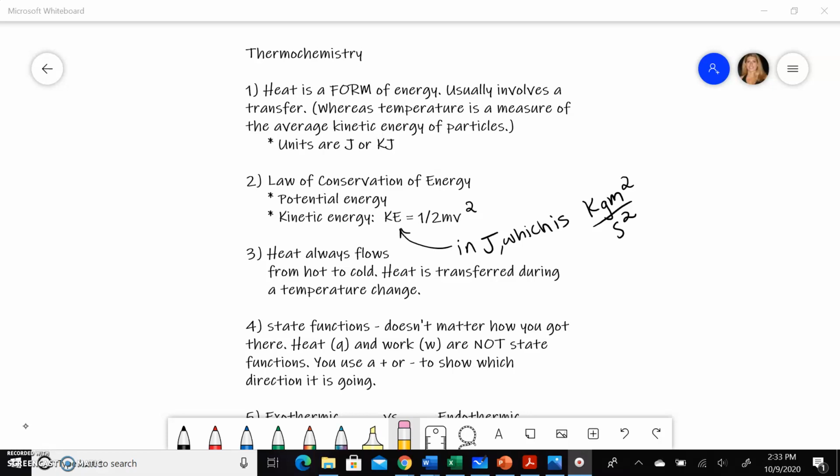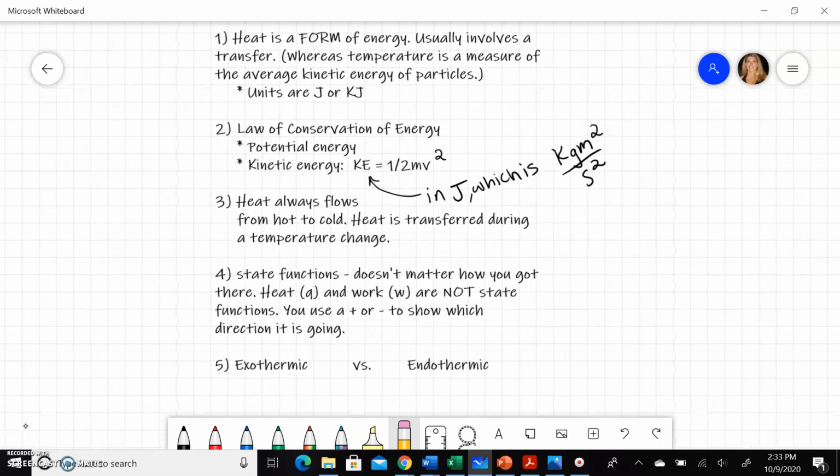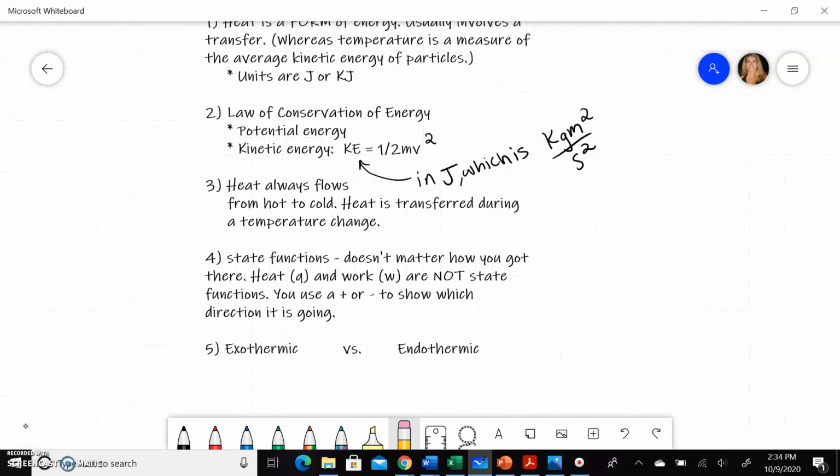The next thing is the law of conservation of energy, which is similar to the law of conservation of mass. It just says we can't create or destroy energy. All we can do is change forms. So we can change from potential, which is stored energy, to kinetic energy, which is the energy of motion. And sometimes you're going to get some questions about the kinetic energy of the particles. So first of all, the equation for that is 1/2 mv squared.